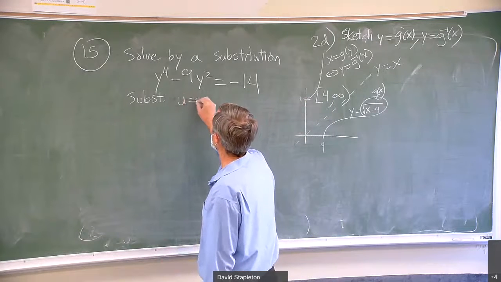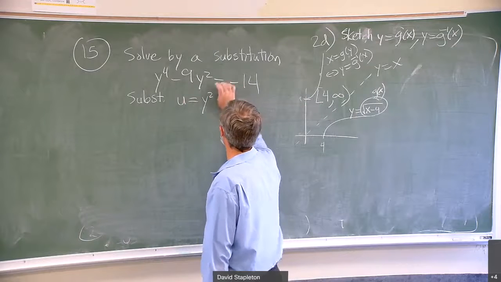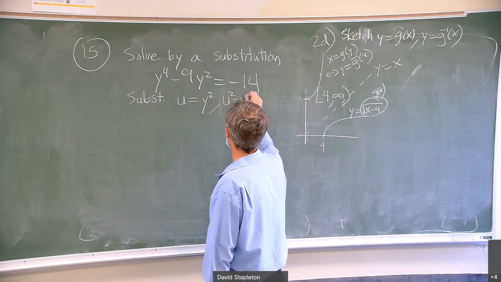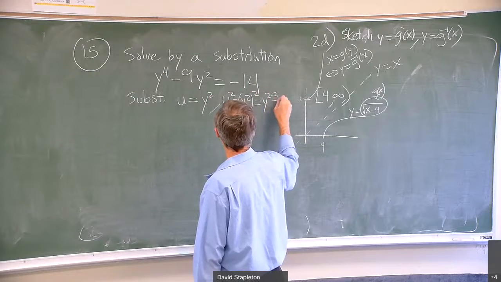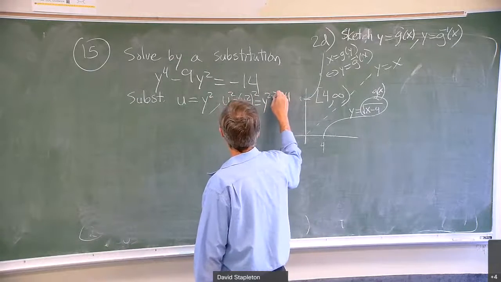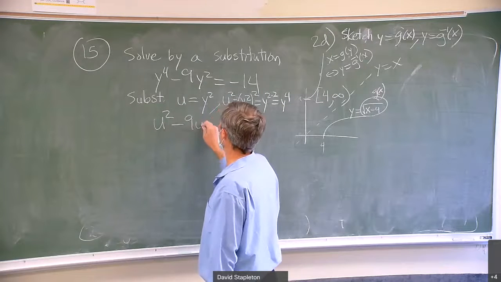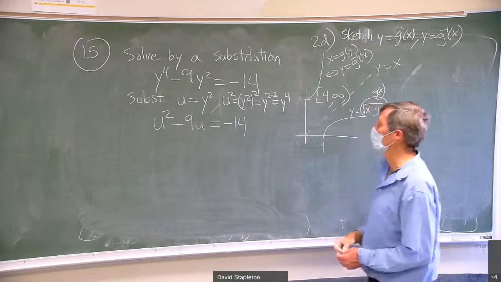You substitute u equals y squared to get, well, if u is y squared, then its square, u squared, is y squared squared, which is y to the 2 times 2, y to the 4th, right? So this becomes u squared minus 9u equals minus 14, a quadratic equation. Now it's only second degree.